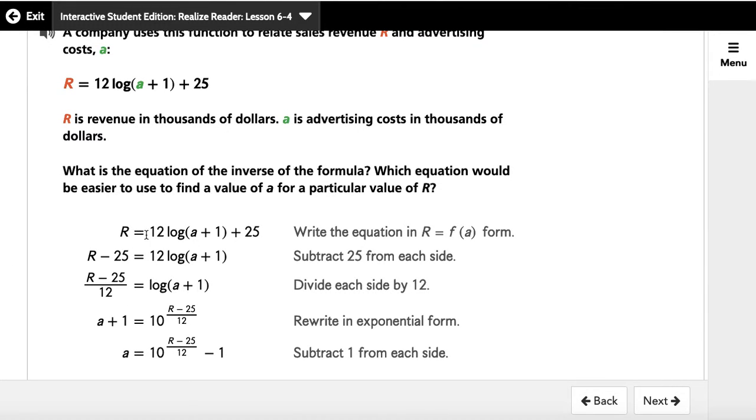They start with R. There's the original equation. So we're going to solve for A. Minus 25 to both sides. Divide both sides by 12. Now we finally have the log by itself.